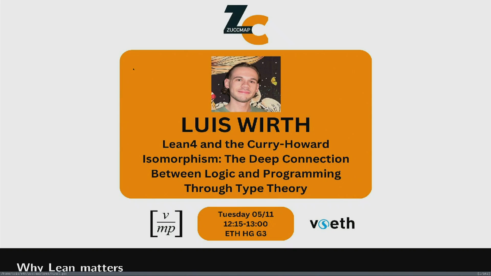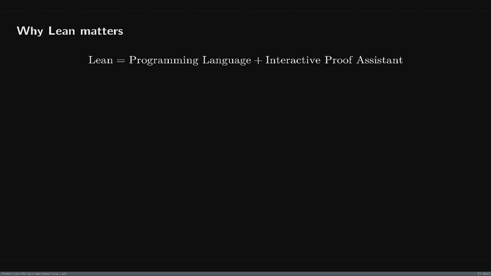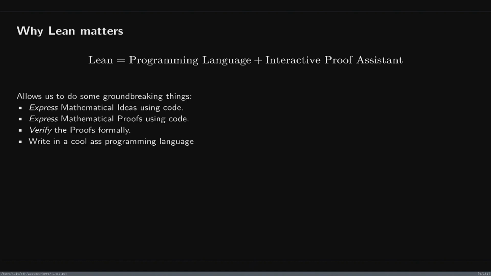So Lean4 is a programming language, and I want to quickly explain why Lean even matters. Lean is really a combination of two things. It's, for once, a programming language, and at the same time, it's an interactive proof assistant. It lets us do some groundbreaking things, such as express mathematical ideas just using code, usually through propositions. And then we can write mathematical proofs using code to prove these propositions. Furthermore, Lean is, as I said, a proof assistant, so it lets us verify these proofs formally. And lastly, it's just a cool programming language.